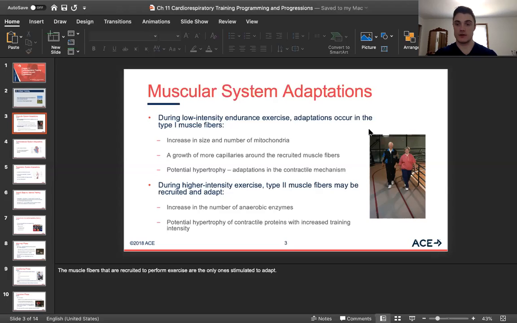But you'll see here on the PowerPoint that we see an increase in the number of mitochondria, powerhouse of the cell. We have an increase in capillarization for the low intensity exercise. And then during high intensity exercise, we'll have an increase in anaerobic enzymes and potential increase in muscle fiber size, which allows for increased contraction of the muscle.